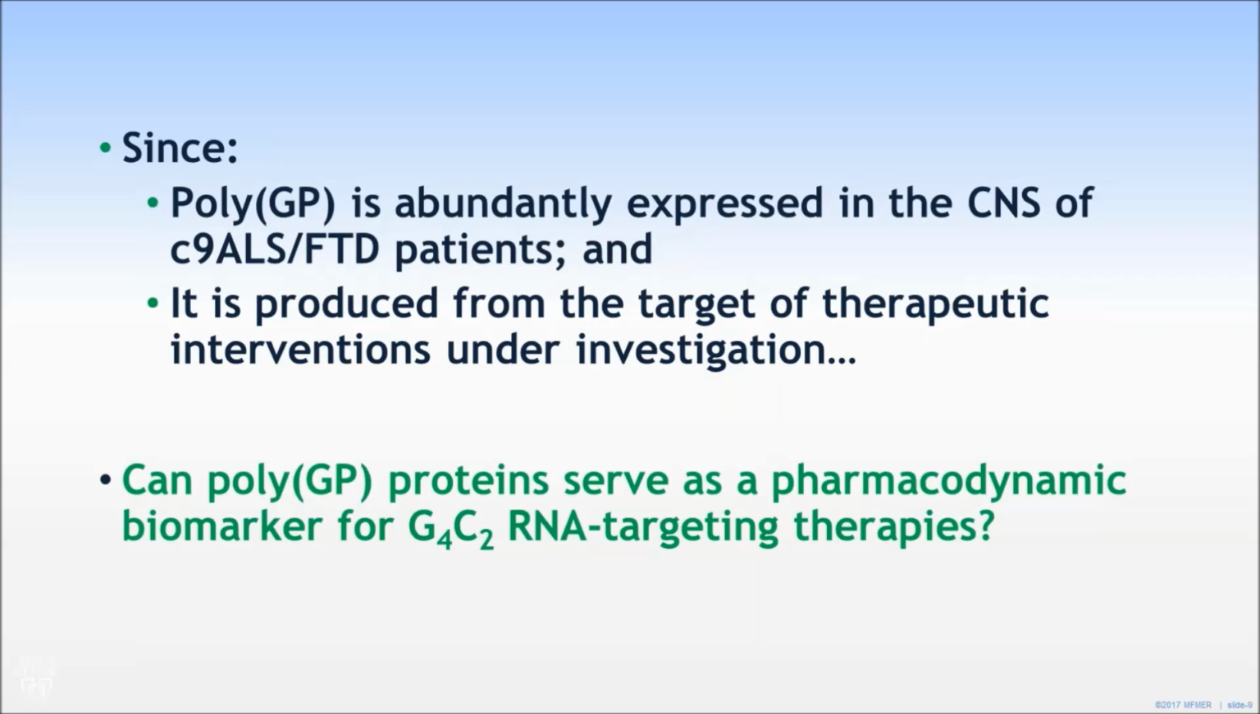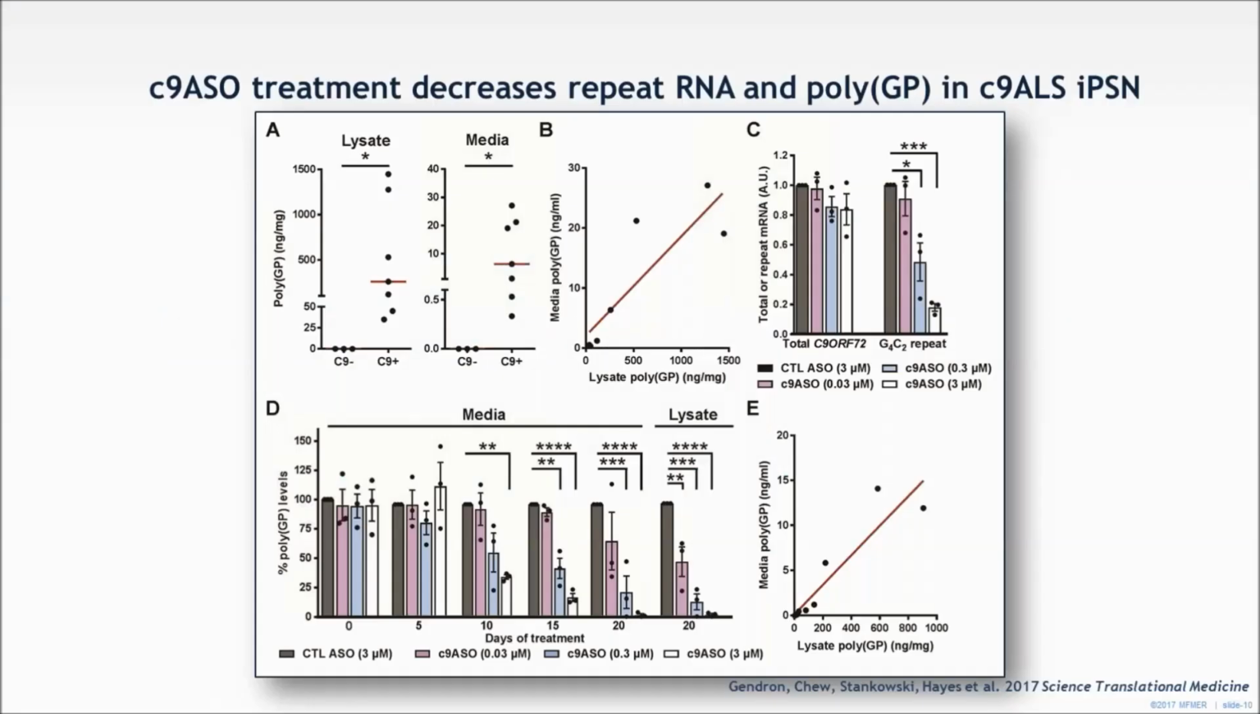So to investigate this and to bridge the gap in these needs, we first started by asking ourselves if PolyGP proteins, which are easily detected or very abundant in the CNS of C9 expansion carriers, and they're also the product of the repeat RNA that is being therapeutically targeted, could they be used as a marker of target engagement? And we have explored this in numerous preclinical models using small molecules, genetic modifiers, and also antisense oligonucleotides. And for the sake of time, I'll limit it to 2 examples.